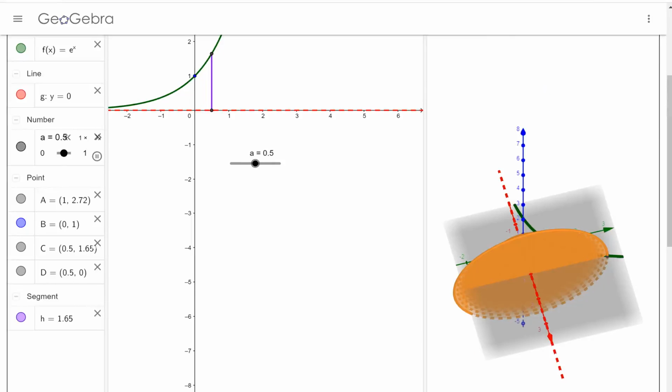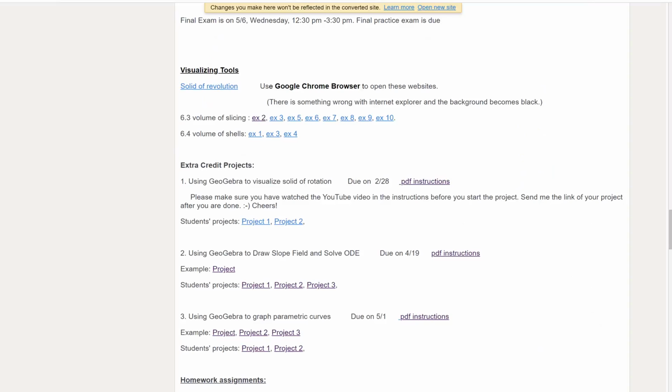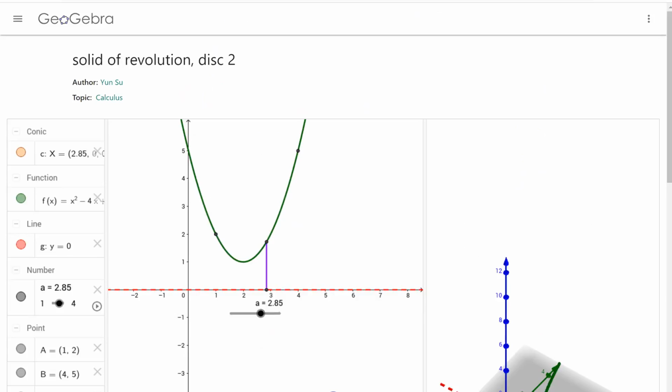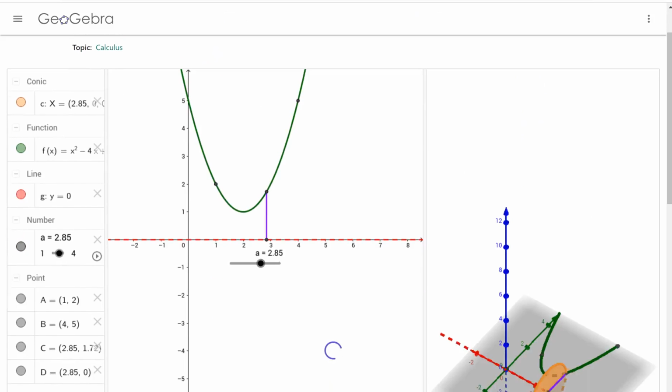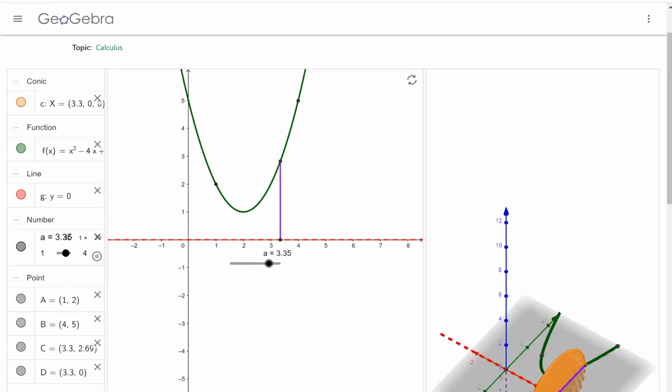Okay, so you can watch this example on our course website. And example 3, do you remember this parabola? See, GeoGebra can actually help us to graph the parabola. However, in the exam, you won't be allowed to use a graphing calculator. So learning how to graph the function is a very important objective of our course.